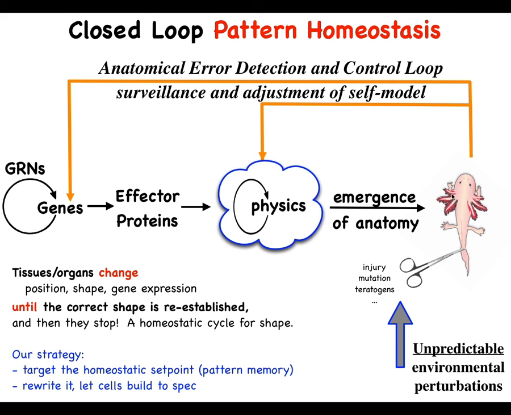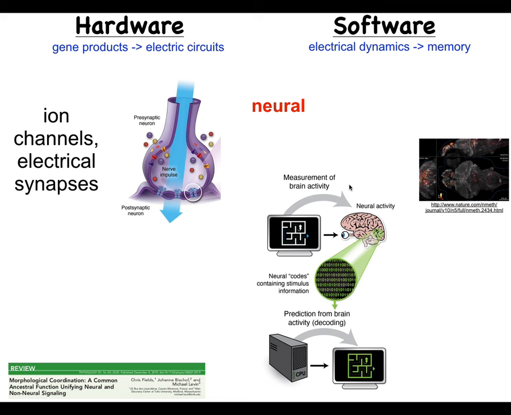So in order to think about how to do that, how could we decode the memories of a group of cells? We looked at a kind of non-controversial example where cells store memories and act towards them, and that's the nervous system. So we know that in the brain, you have hardware like this. You have cells expressing ion channels.